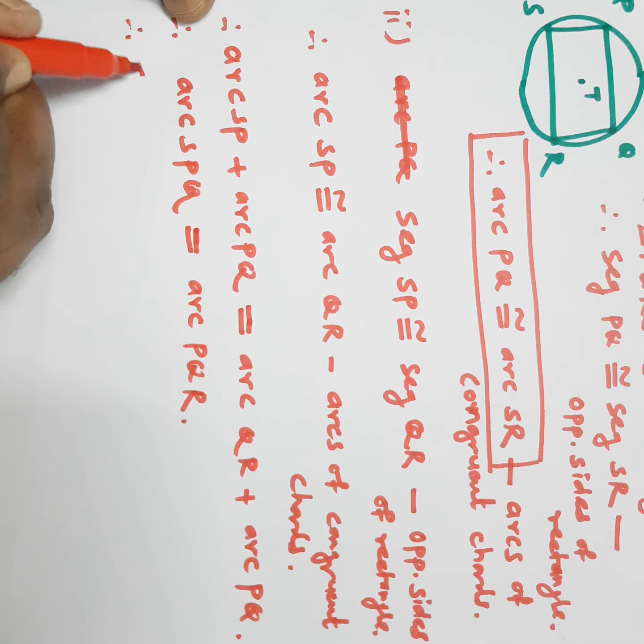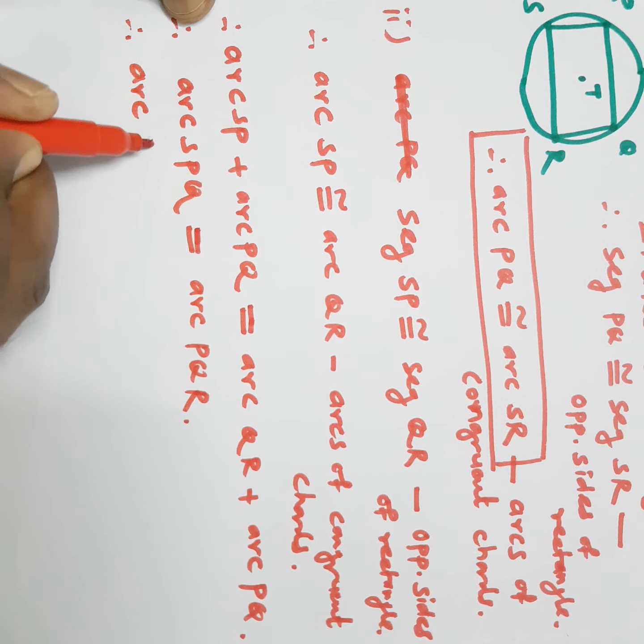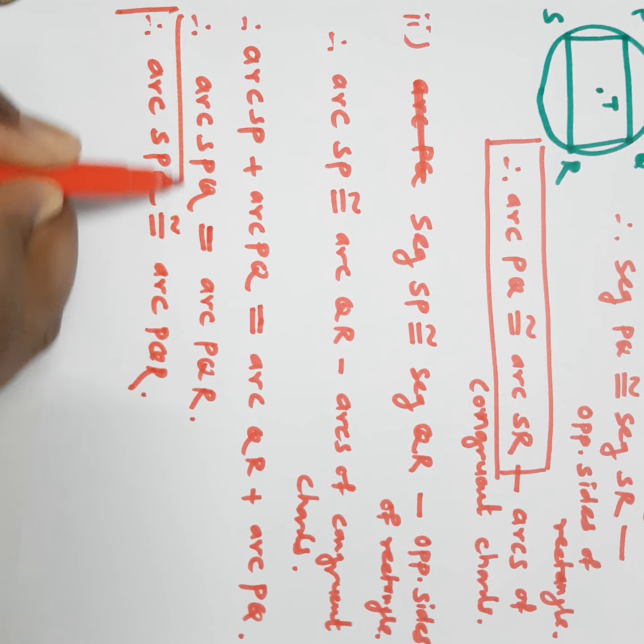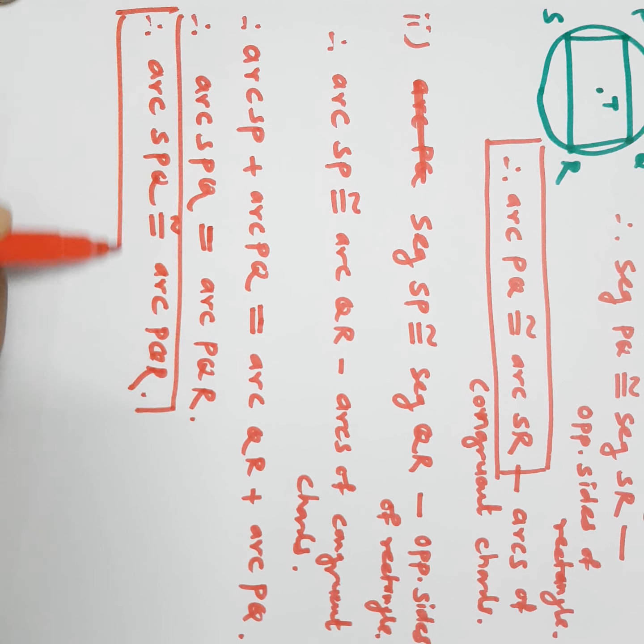Their measures are equal, therefore arc SPQ is congruent to arc PQR. It is our second proof.